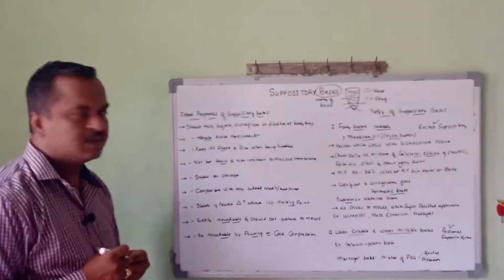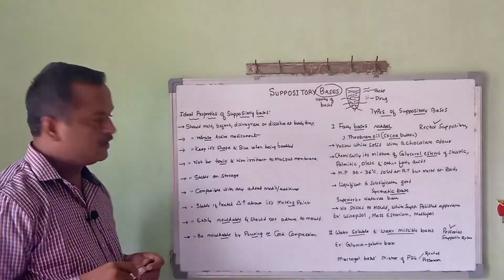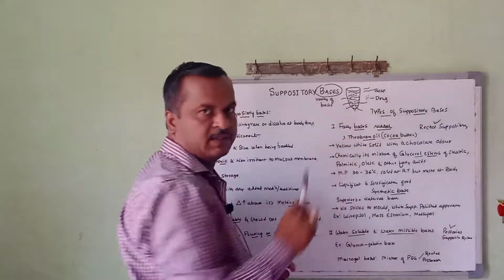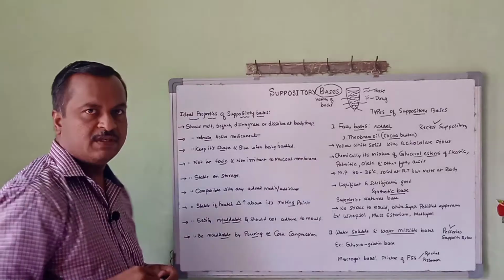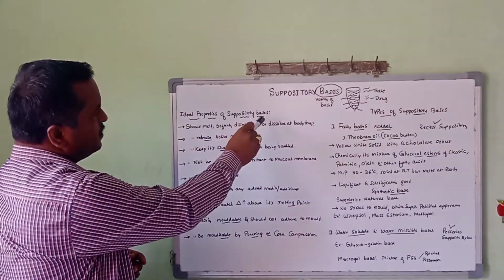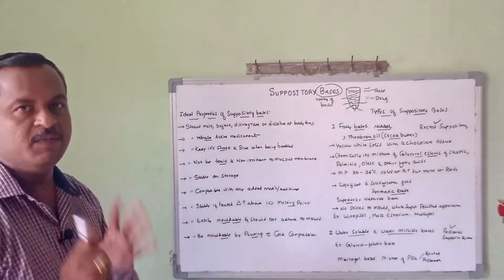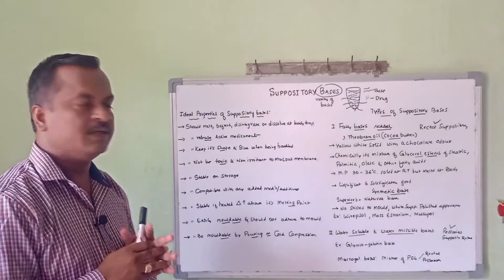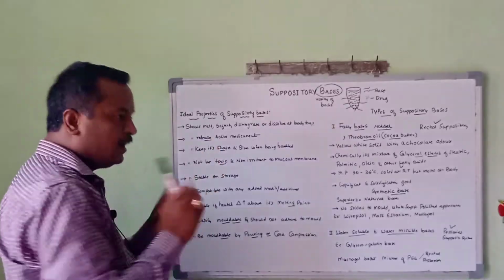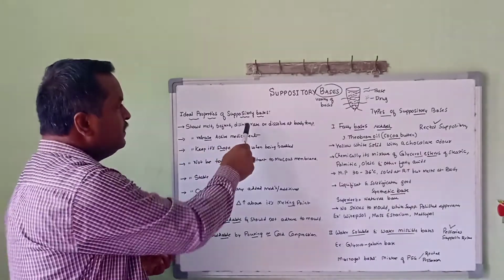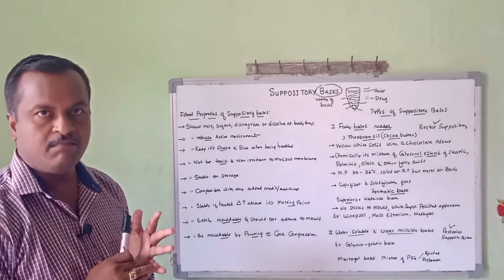So let me discuss the most important part of this topic in this class: the ideal properties of suppository bases and the types of suppository bases which are used for making successful suppositories. What are the ideal properties of a suppository? Any suppository base should melt, soften, disintegrate, or dissolve at body temperature. That is very important. Whatever base you select, whenever it is inserted into the body cavity, it should melt, soften, and disintegrate or dissolve at body temperature. That is the first criterion for the selection of an ideal base.